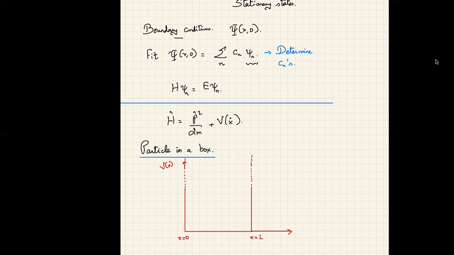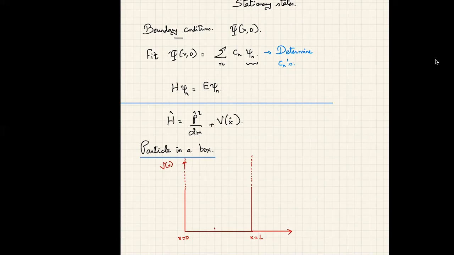Now what this means is that let us assume that there is a single quantum mechanical particle stuck in this potential. What is this potential? Well, at x is equal to 0, there is an infinite potential barrier. So the particle cannot go to negative values of x. At x is equal to L, there is another infinite potential barrier.